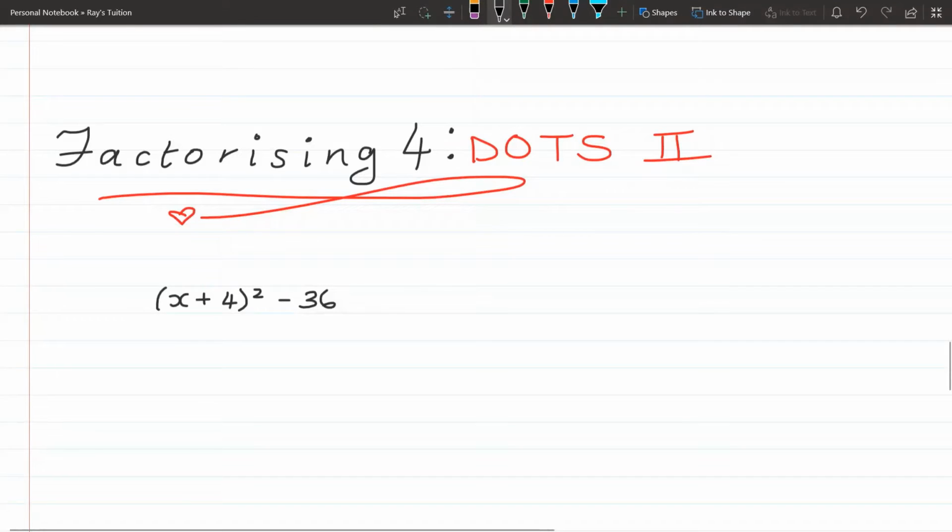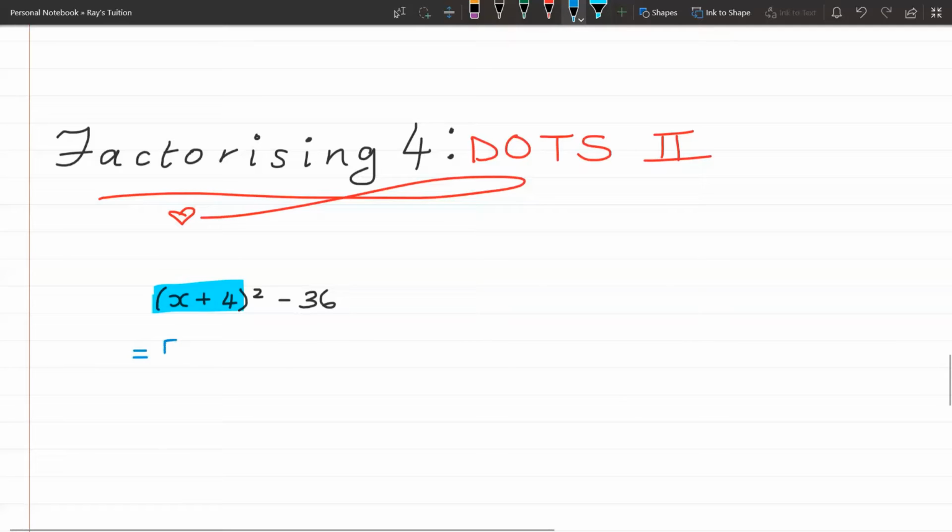In this video, we're having a look at factorizing, and again, we're looking at the difference of two squares method. Now, in the previous video, we mentioned how to do the difference of two squares, and that's when you have a perfect square minus another perfect square. So in this case, you can see that we've got (x + 4)² − 36. Now this whole term is squared, so that is our perfect square. So how do we solve this?